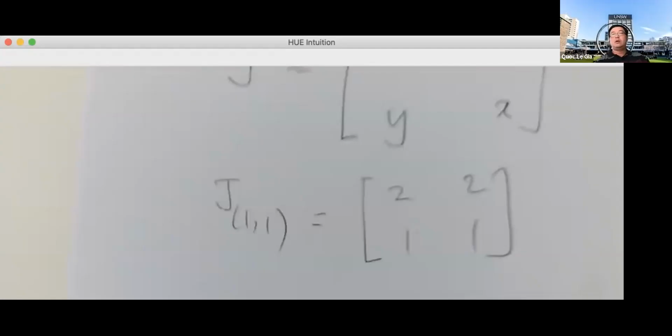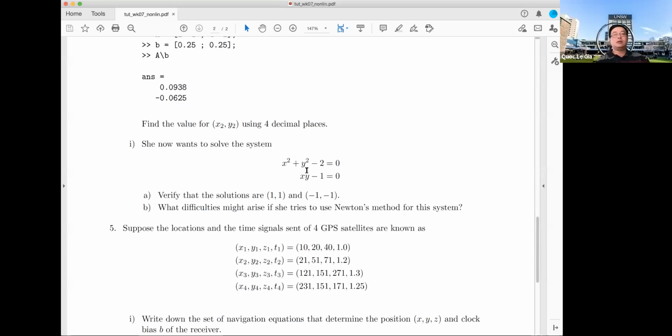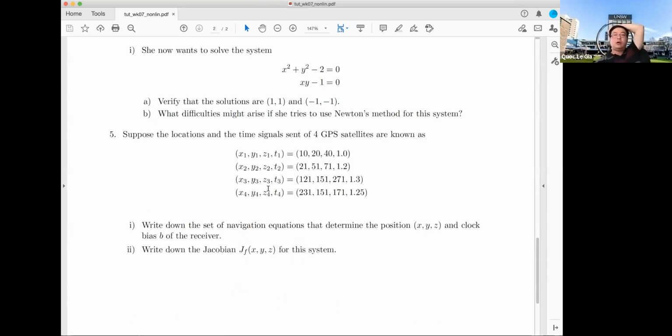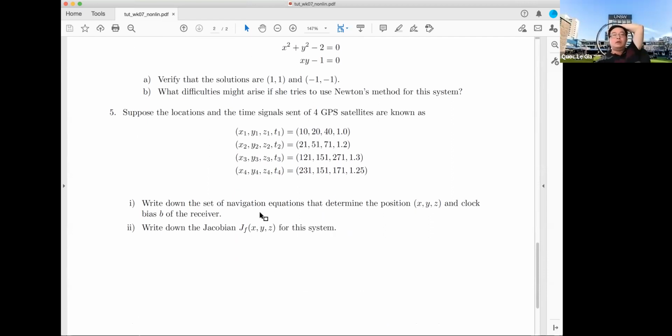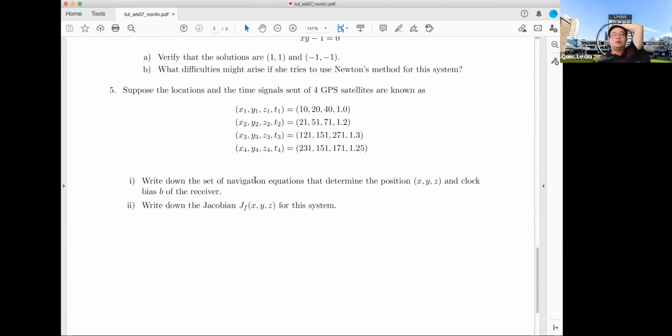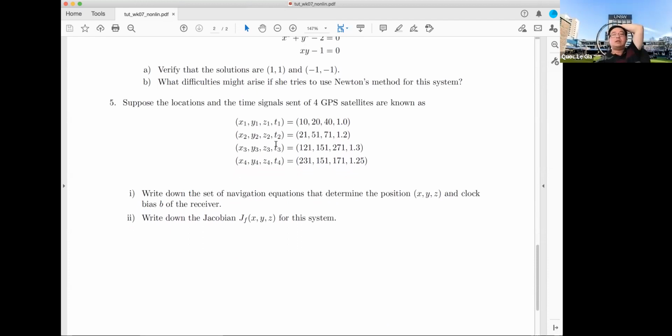And the last question is about the navigation equation. If you look at the lecture notes, you will see that the equation is very straightforward. This is related to the GPS example at the beginning of the chapter. So you just write it down and then you write out the Jacobian.